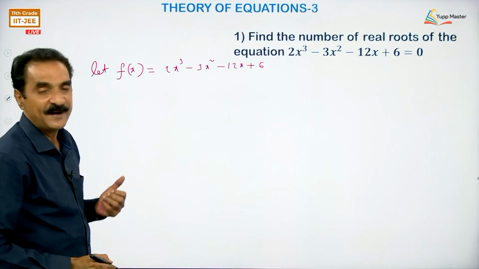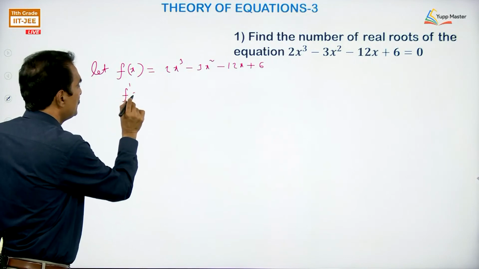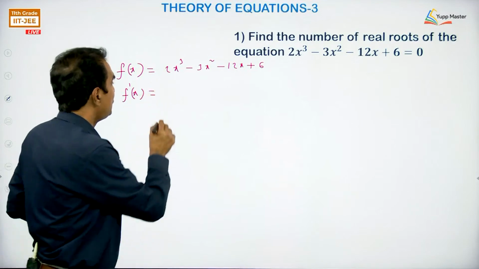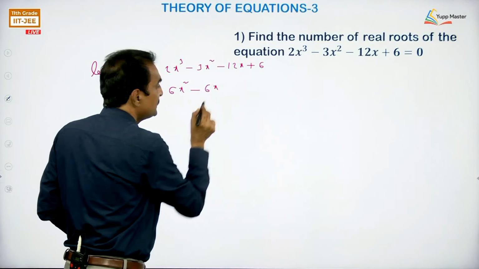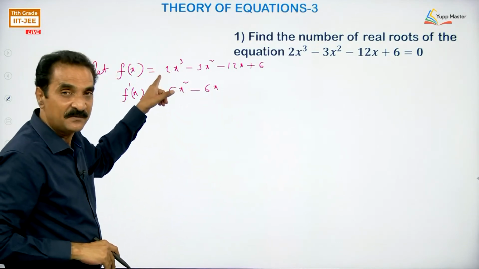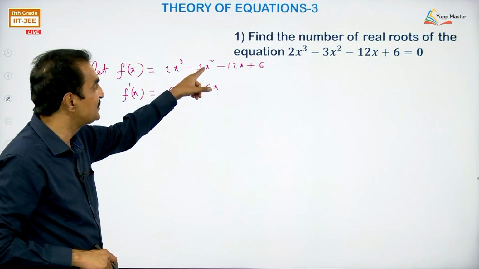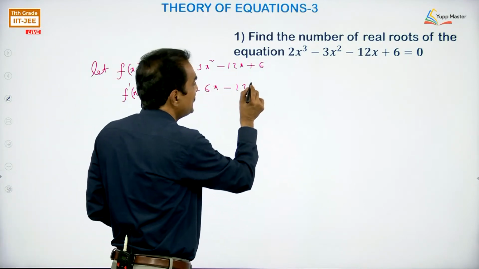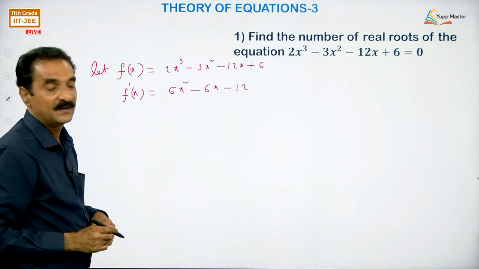Now, what should you find? F dash x. F dash x is equal to 6x square minus 6x. All of you know differentiation: derivative of 2x cube is 6x square, derivative of minus 3x square is minus 6x, derivative of minus 12x is minus 12, plus derivative of 6 is 0. Now, we got f dash x.